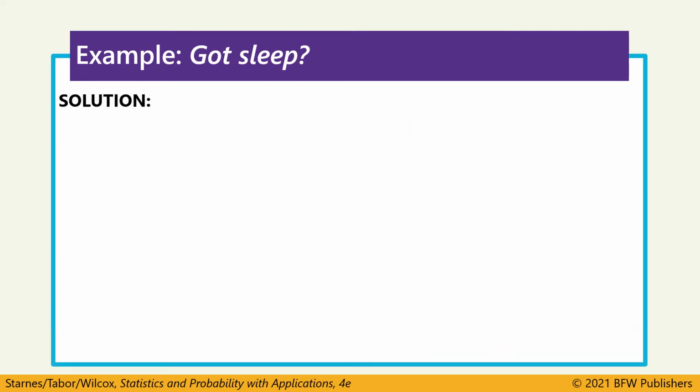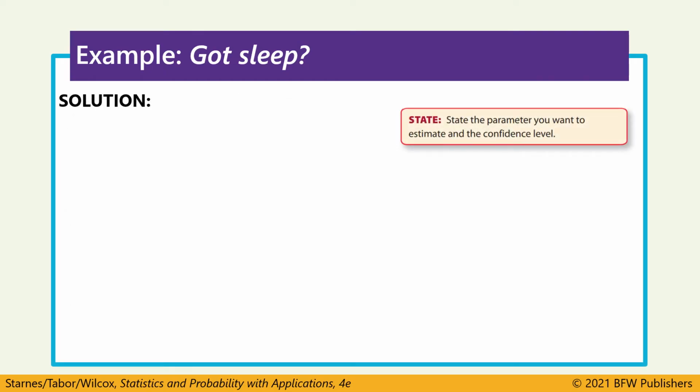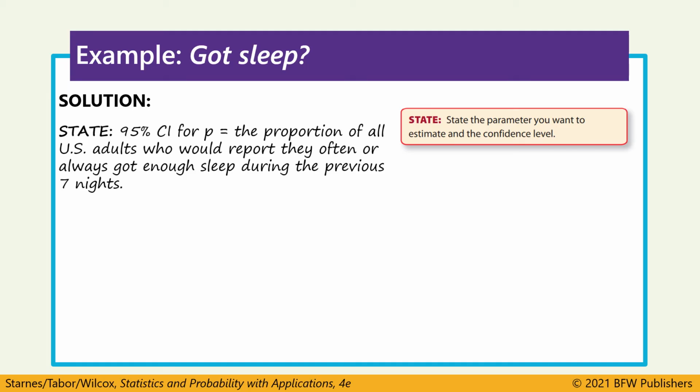The first step in creating a confidence interval is to state the parameter and the level of confidence that we'll be using. So here we're going to create a 95% confidence interval for p, which is the proportion of all U.S. adults who would report that they often or always got enough sleep from the previous 7 nights.